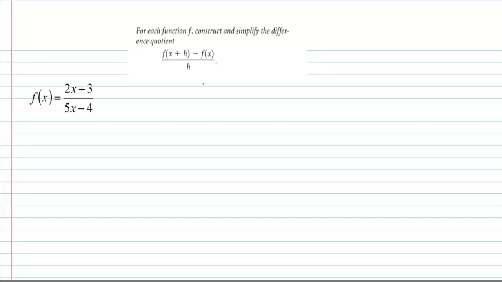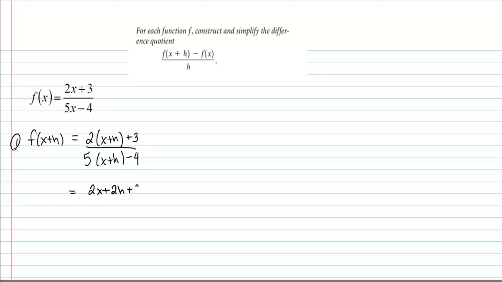For the next problem, let's go ahead and construct and simplify the difference quotient for the function f of x is equal to 2x plus 3 divided by 5x minus 4. This problem is going to be done slightly different. I'm still going to find out what f of x plus h is. And that simplifies to be 2x plus 2h plus 3 over 5x plus 5h minus 4. I'm going to do this problem slightly different because it is a fraction, where instead of doing steps 2 and 3, I'm going to combine them at one time.